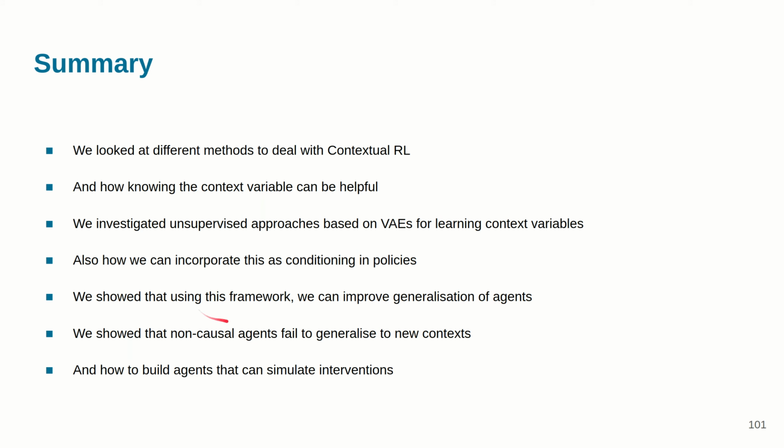And in the end, we discussed how learning causal variables is important and how non-causal agents fail to generalize to new contexts. And we talked about how we can build mechanisms into agents that can simulate interventions and improve the generalization performance on new and unseen contexts.